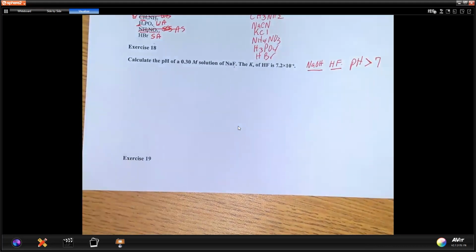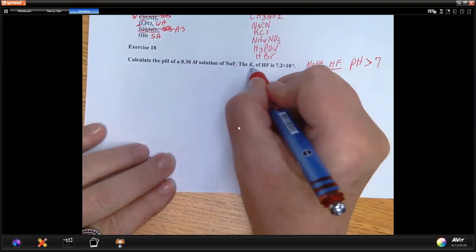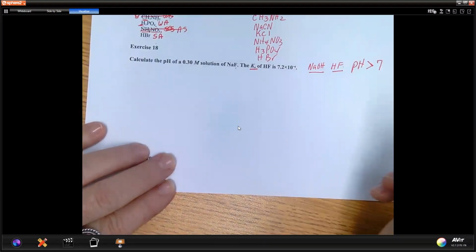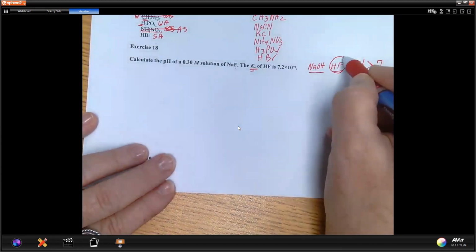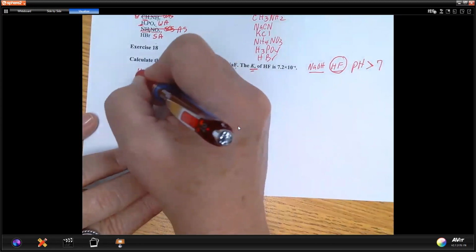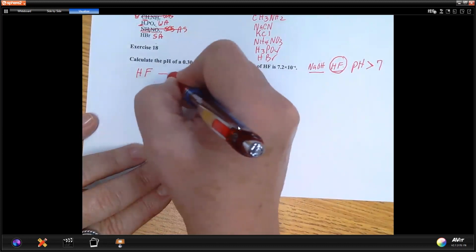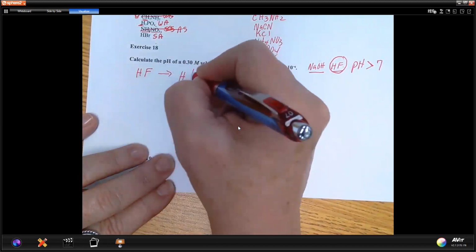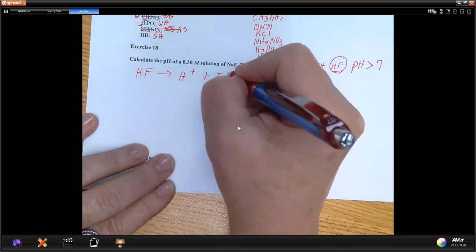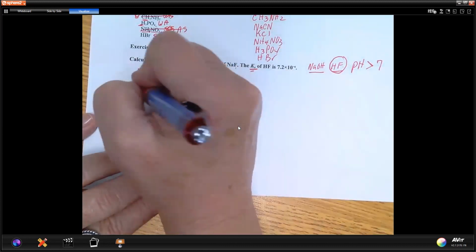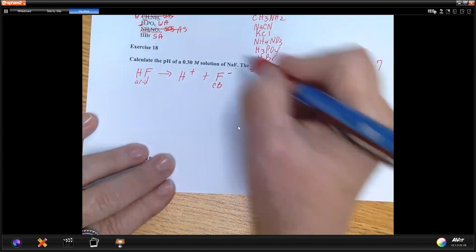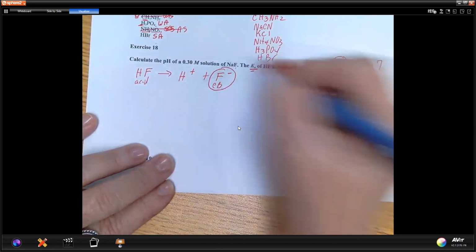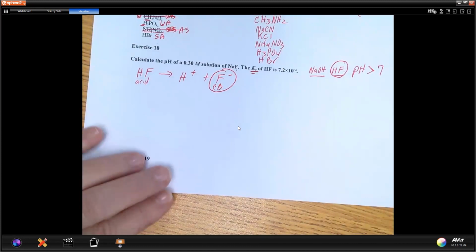So if you work on your problem and you get a number less than that, you need to go back and regroup. I had the Ka, okay? So if I had the Ka, that's going to go along with this. So HF is going to form H plus F minus. So this was my acid. This was my conjugate base. So this is what I become interested in.